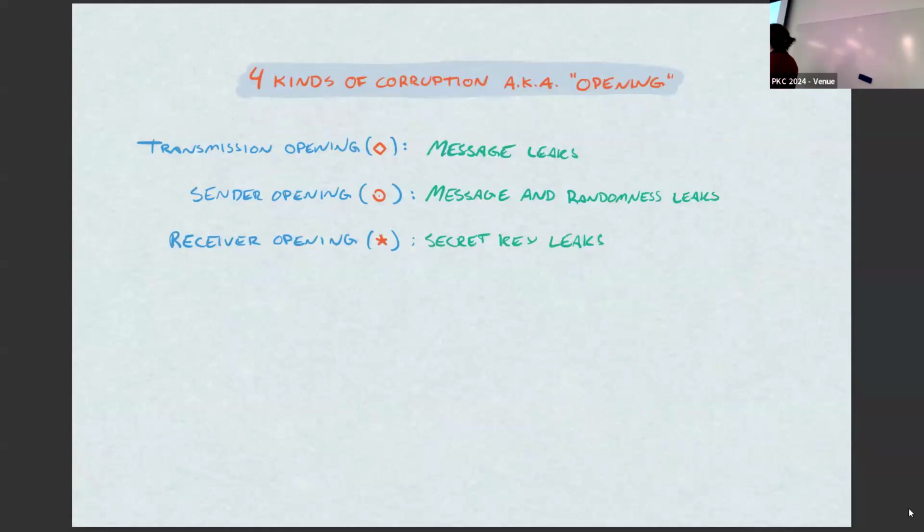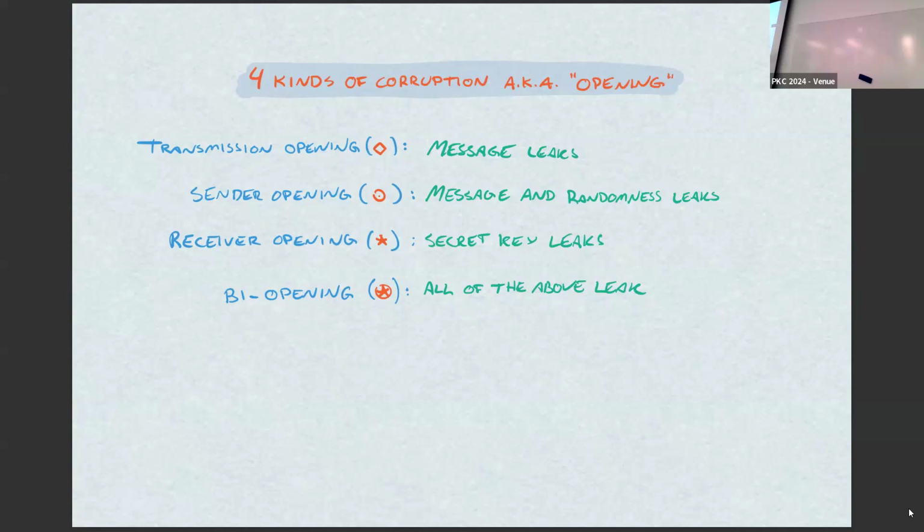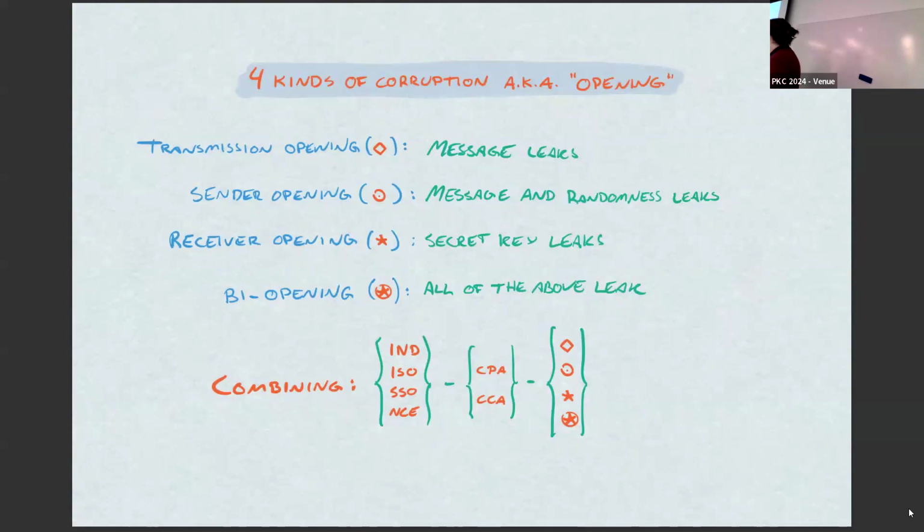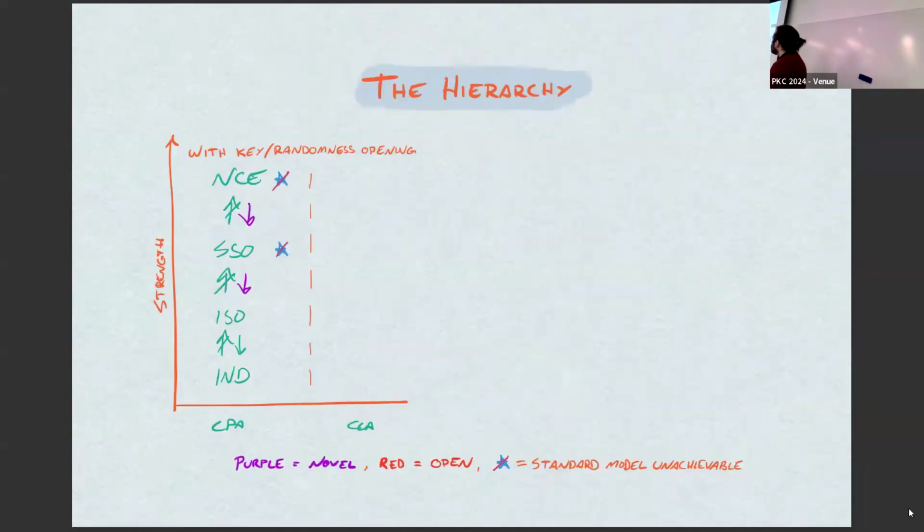And then there are four kinds of opening. These are the ones that we consider: only the message leaks, only the message handle randomness leaks, the private key leaks, or all of the above leak. If you multiply these together, you get 32 notions of security, which is a lot to try and map out. Actually 30, because it turns out that only message leaking for NCE is meaningless, because the adversary already knows the message. But yeah, that's details.